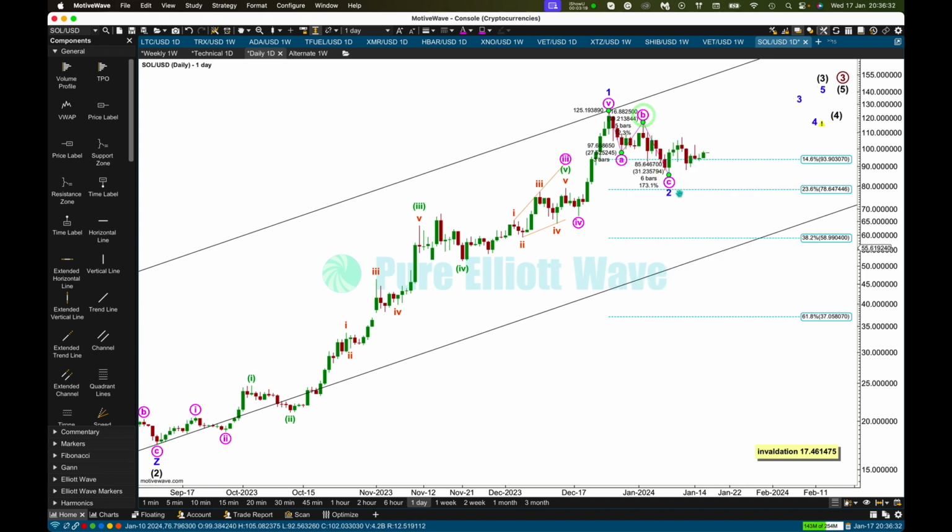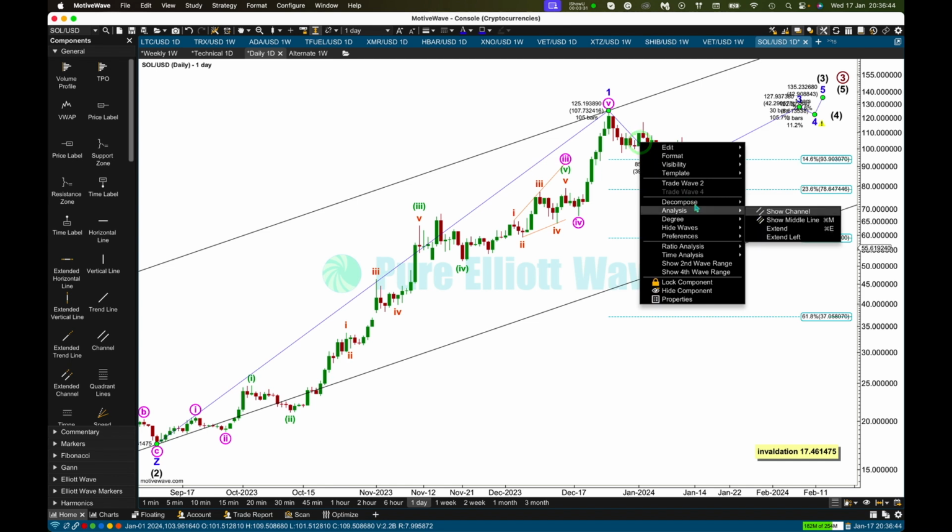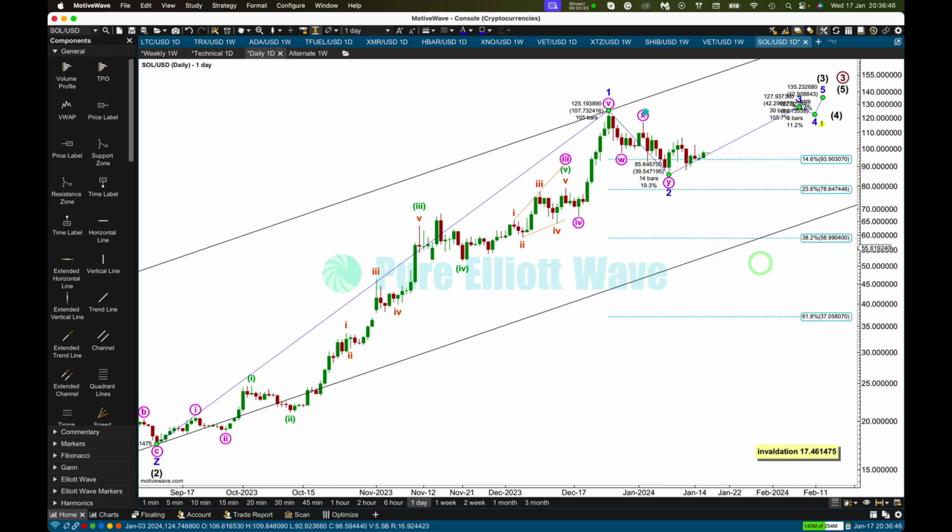The problem here is C subdivides as a 3-wave structure. Now there could be a 1, 2, 3, 4, 5. That's possible, but I think I'd rather have it looking a bit more obvious. Let's try a multiple. No, now W doesn't really look like a 3 very well. It could be A, B, C. I mean, that could fit, but I think it should look a bit more obvious than that.